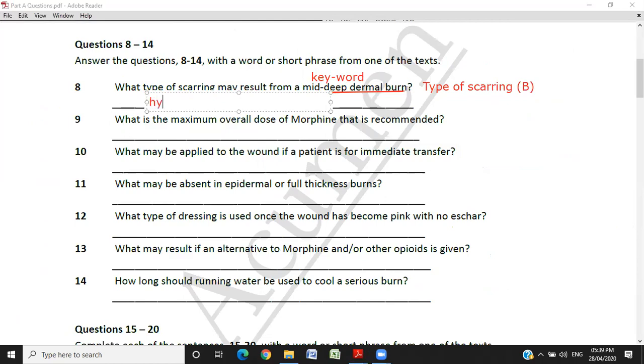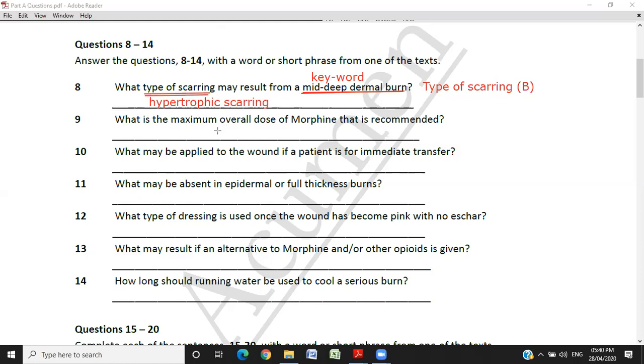Hypertrophic scarring. Even if I just write hypertrophic, that would be adequate because it is just asking what type of scarring. So now I want you to do the same process for question 9. Yeah, give it a try. I would also be doing it, but slightly later.